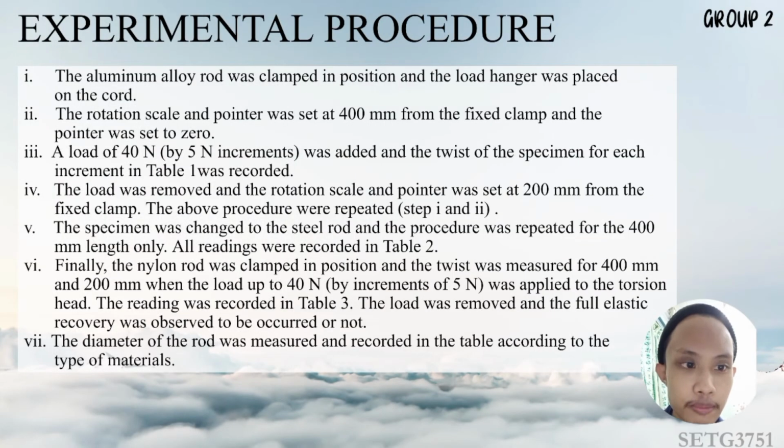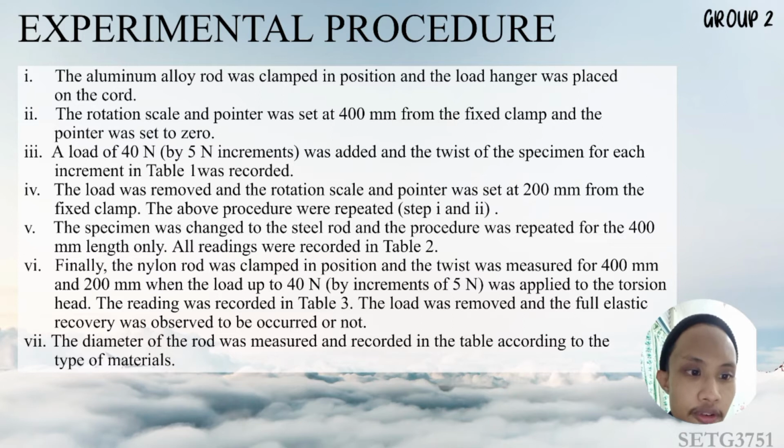For the experimental procedure, first the aluminium alloy rod was clamped in position and the load hanger was placed on the cord. Next, the rotation scale and pointer were set at 400 mm from the fixed clamp and the pointer was set to 0. Then a load of 40 Newton in 5 Newton increments was added and the twist of the specimen for each increment was recorded in table 1.